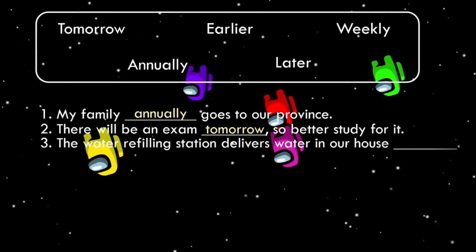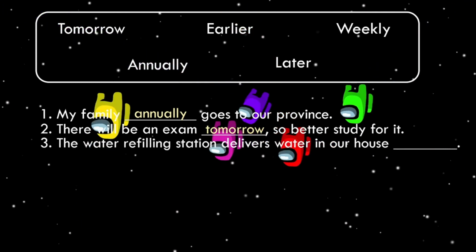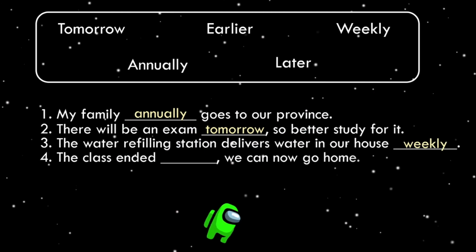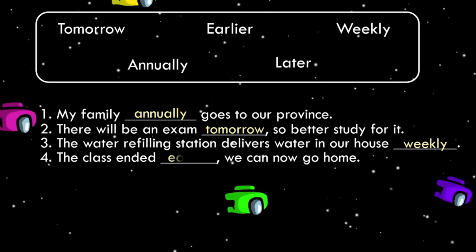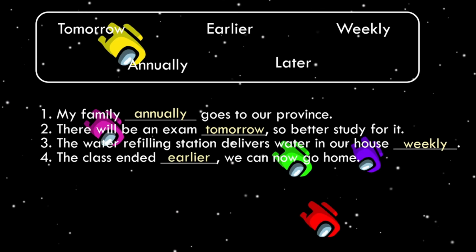Number 3. The water refilling station delivers water in our house blank. What do you think is the right answer? Excellent! It is weekly. The water refilling station delivers water in our house weekly. Number 4. The class ended blank. We can now go home. What do you think is the correct answer? Very good! It is earlier. The class ended earlier. We can now go home.